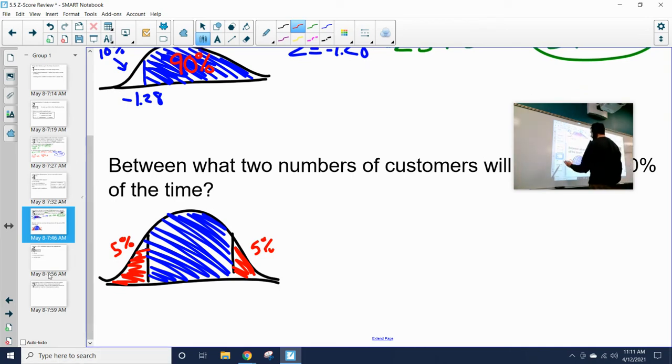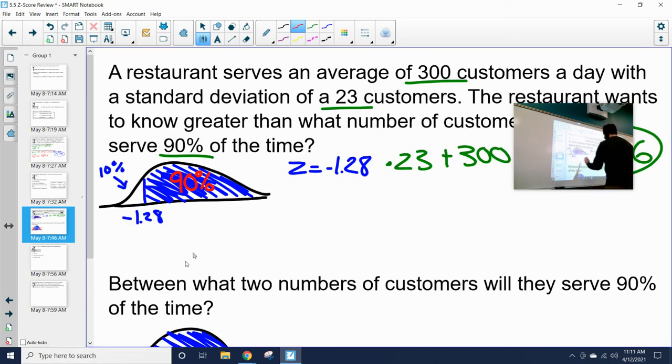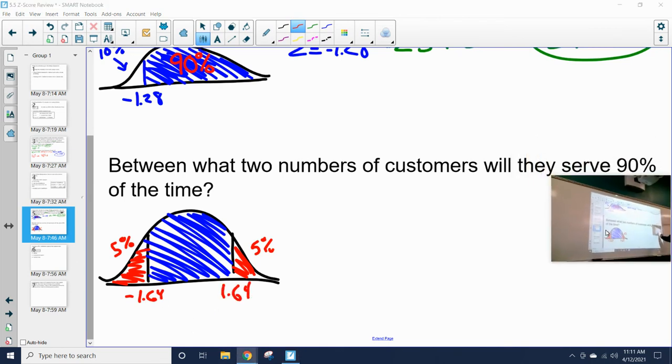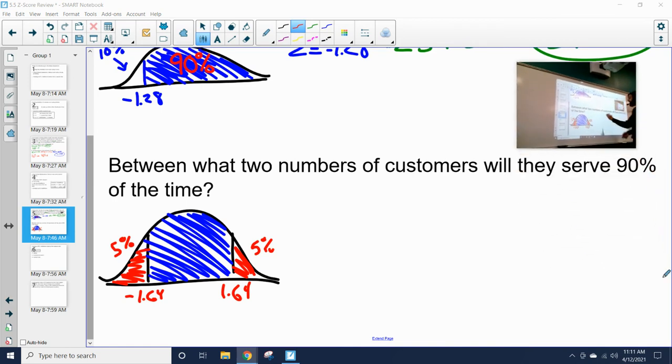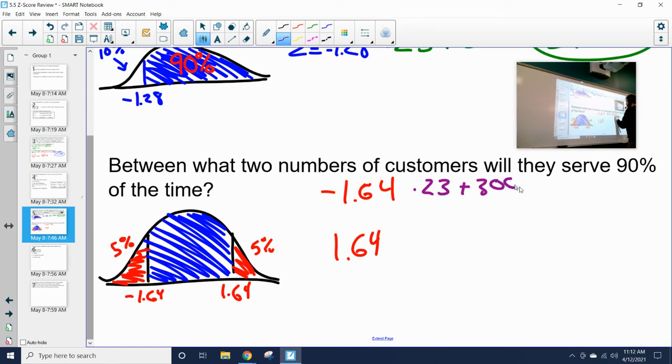So this lower 5%, I know 5% relates to negative 1.64, and this upper 5% is going to be my 95. So negative 1.64 and positive 1.64 are going to be those two values for my central 90%. So now that I have those two values, all I have to do is multiply by the standard deviation and add the mean for each of these. So I'm going to multiply by 23 and add 300 for both of these results.